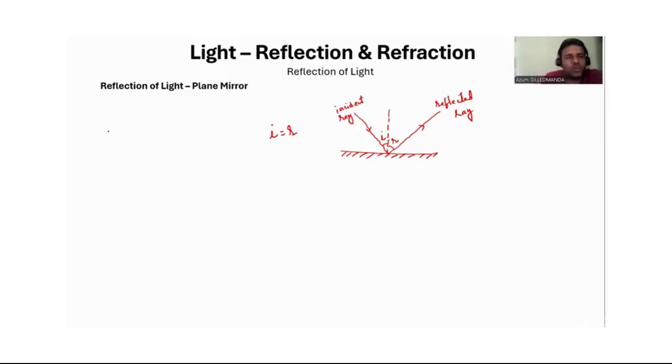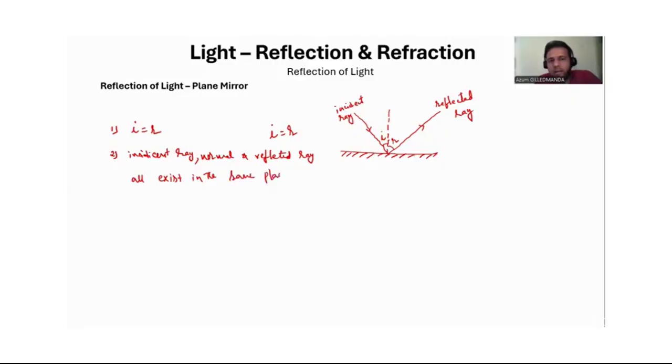Now, there are two laws that plane mirrors follow. Number one, the angle of incidence is equal to the angle of reflection. And the second law is that the incident ray, the normal to the mirror, and the reflected ray all exist in the same plane, or we also call it the medium.